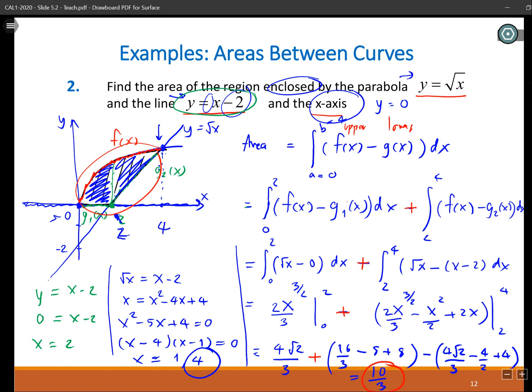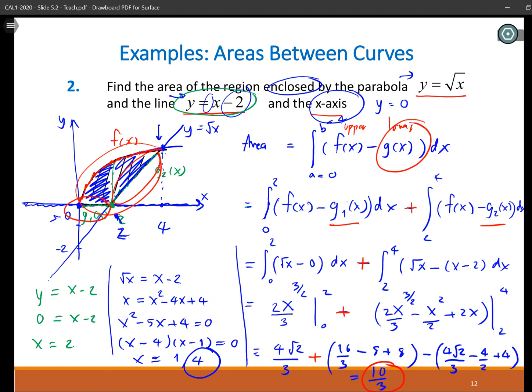as the final answer. In this example, what you need to be aware of is that sometimes the lower function, this gx, has to be split, because sometimes we have two sections of lower function. In this case, one section is the x-axis and the other section is the straight line. That's why you have to split the integration based on the lower function. That's why it's important to plot the region. That's how you know which one is the lower and which one is the upper. Without plotting, you don't know anything.